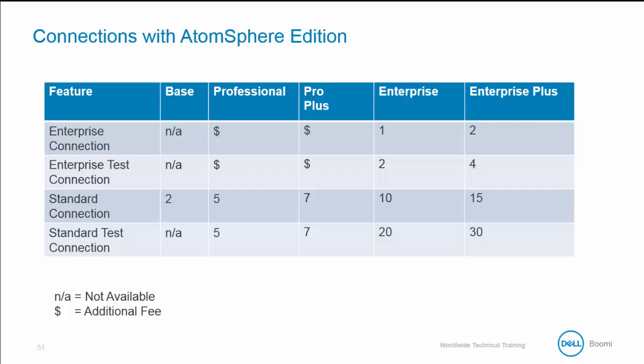When you purchase Pro Plus, you'll get 7 of each standard and test, with the ability to purchase Enterprise and Enterprise test connections. Enterprise, you will get 10 standard and 20 test connections. You will also get 1 Enterprise connection and 2 test Enterprise connections. Enterprise Plus will give you 15 standard, 30 standard test connections, 2 Enterprise connections, as well as 4 Enterprise test connections.